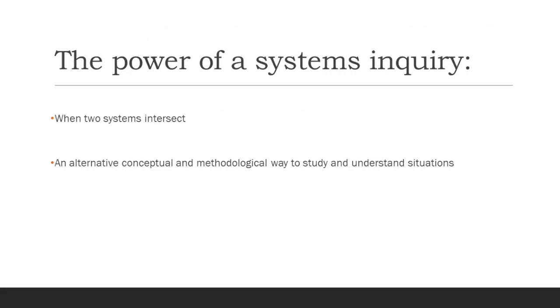Now let's talk about the power of a systems inquiry in qualitative research. So Patton discussed several advantages of using systems theory as the researcher's main theory to guide your methodology. So systems inquiry is good at examining what happens when two systems intersect. So say you have one social system where social scientists inquire into human behavior, and on the other hand, ecology, where natural scientists test theories of nature, like, for example, weather patterns.